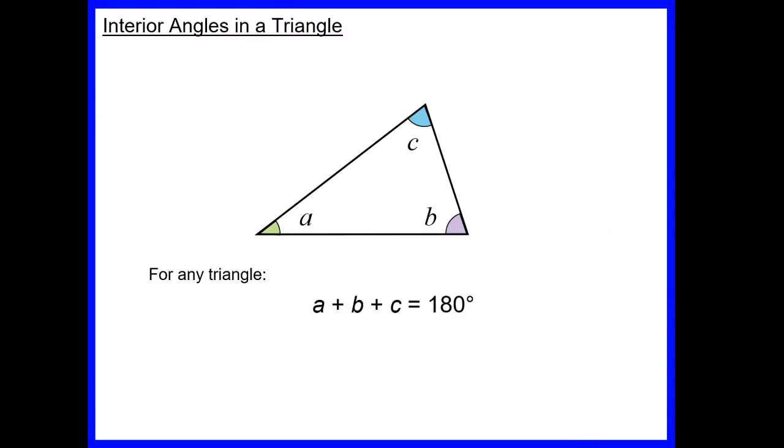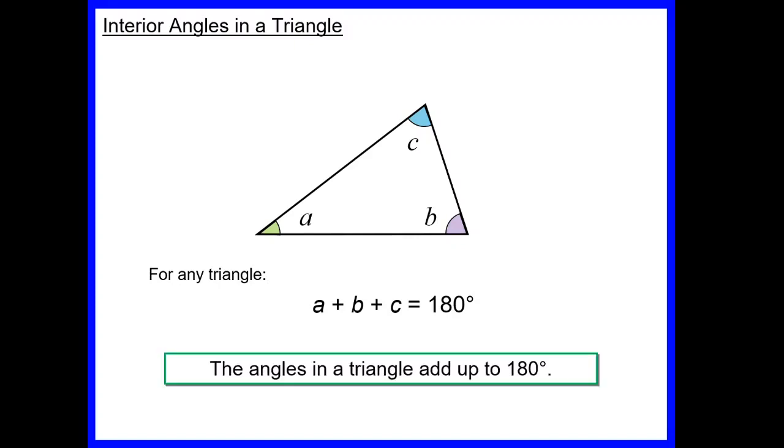Okay, so we're going to have a look now at the interior angles in our triangle and use those to help us. So the interior angles for a triangle add up to 180 degrees. So angles in a triangle add up to 180 degrees. So that's a fact that we should know. You probably know this fact already, but if you're not sure, do make sure you write it down.